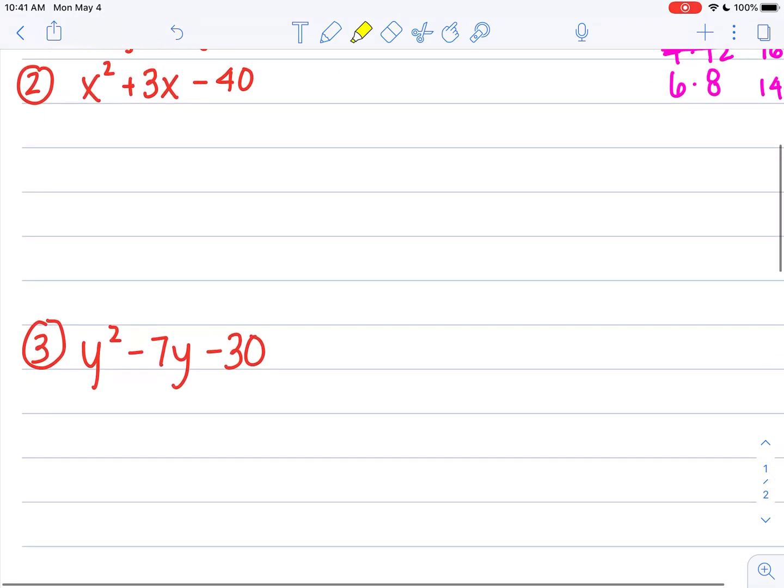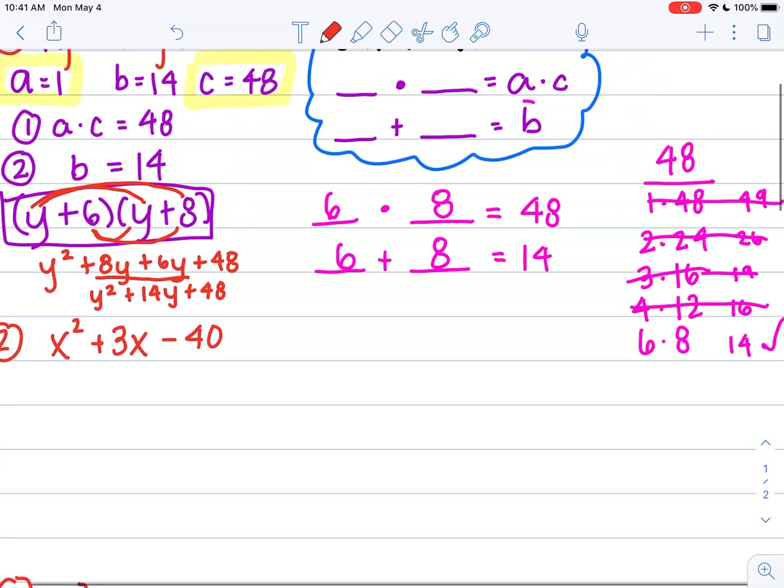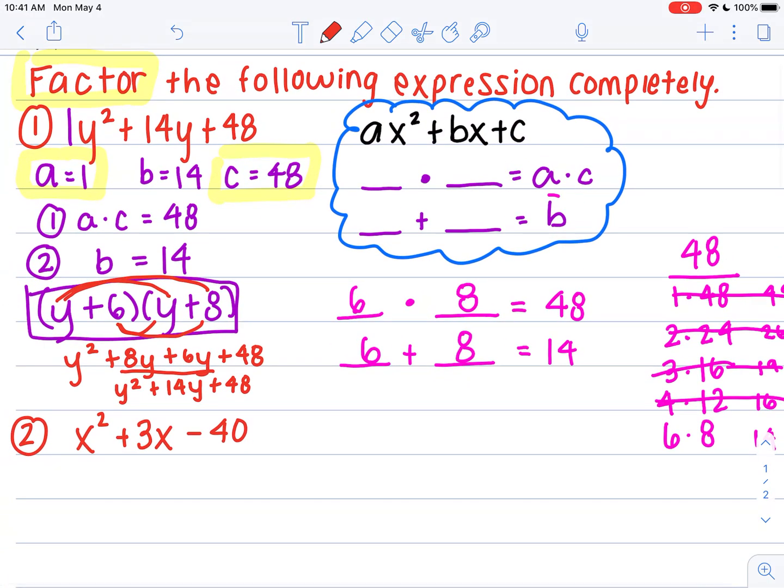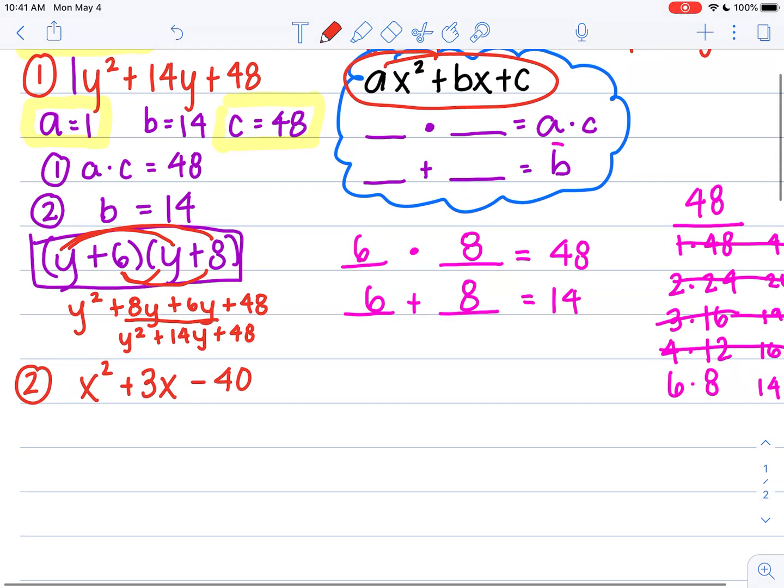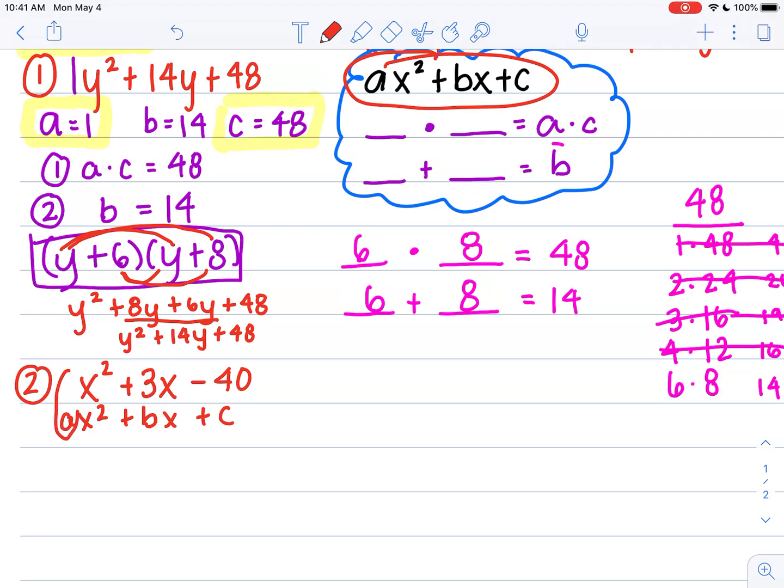So let's try another one. So the directions again are factor. So let's look back at our steps, because we're trying to follow that. That's our formula, right? We need to first make sure it's in that form, and it is. Ax squared plus bx plus c, right? So that's telling me a is 1, b is 3, and c is negative 40.